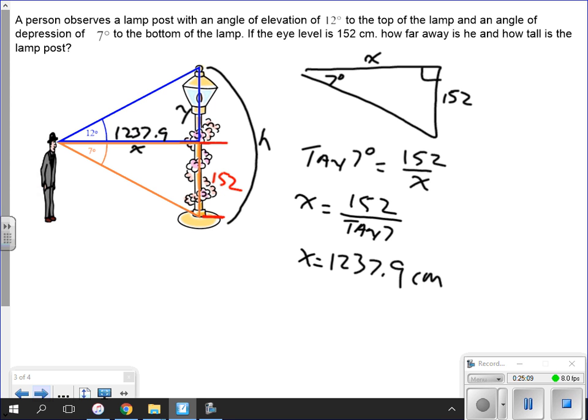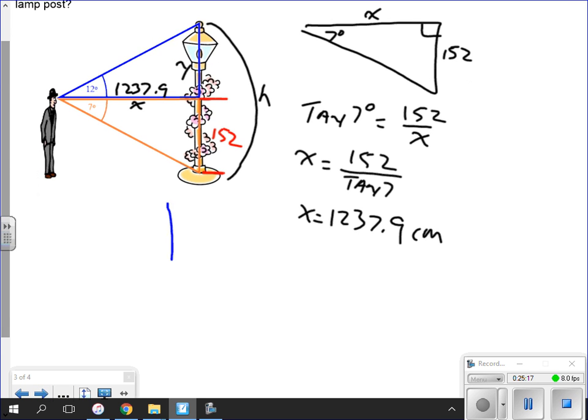So far, so good. Now I have to do the same thing with the upper triangle. Set that up. You good? So break it down, set up the other triangle, find my height, find my y, which will not give me my full height, but it will give me the other part that I need. And I do the same thing. I set up a tangent.